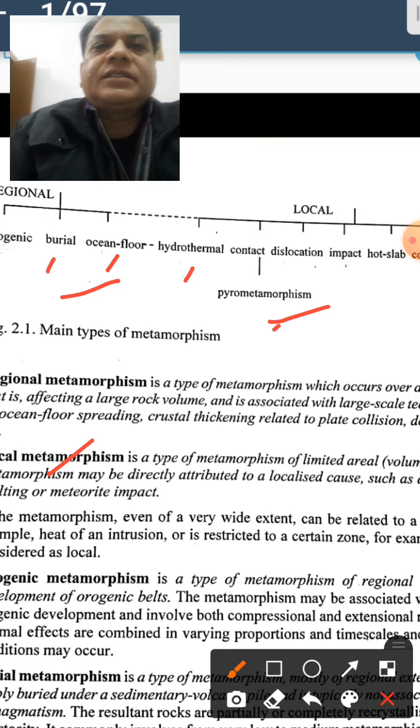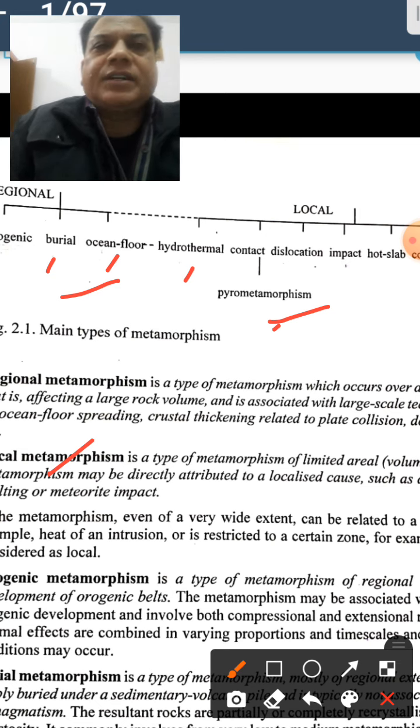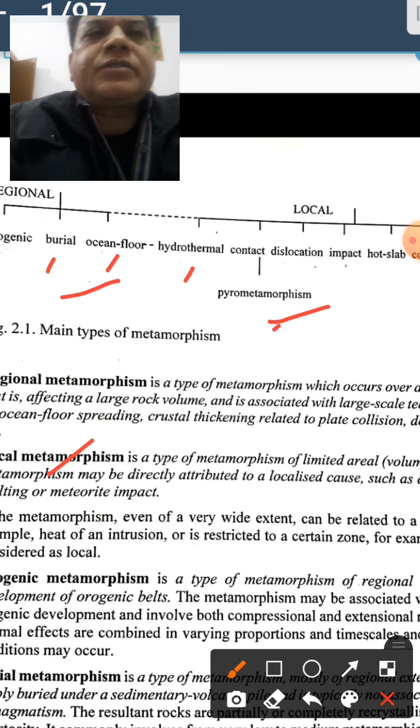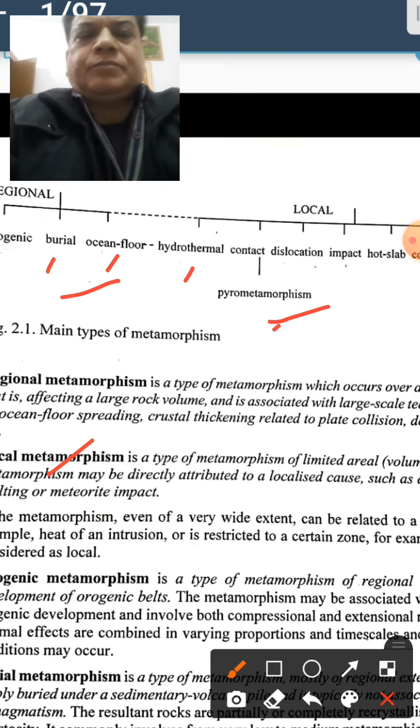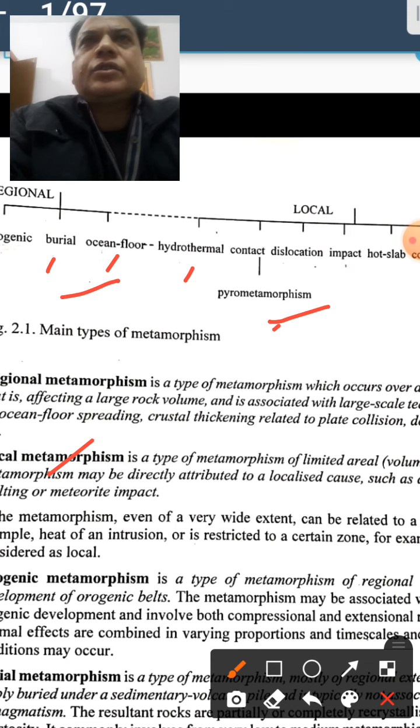Now, the most important famous impact sites in the world have been noticed and observed on the earth surface at many places, and naturally they have been explained as due to extraterrestrial impact, and the change in the rocks has been designated as extraterrestrial metamorphism.